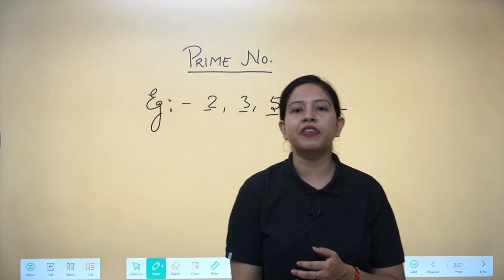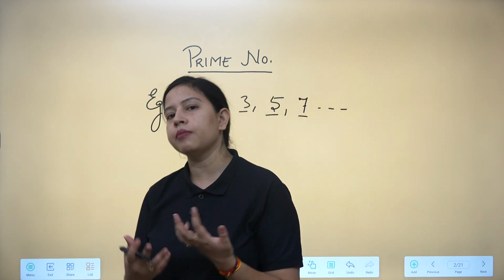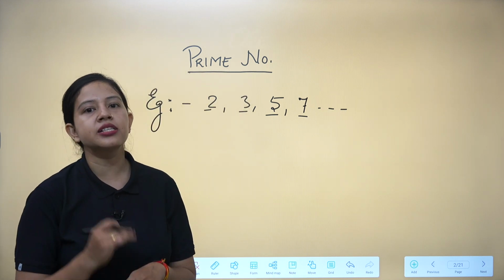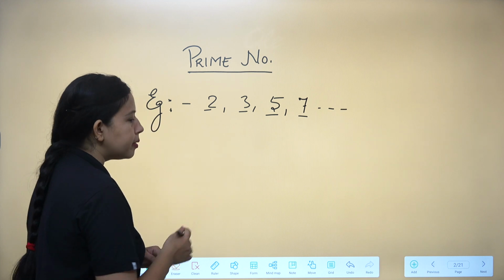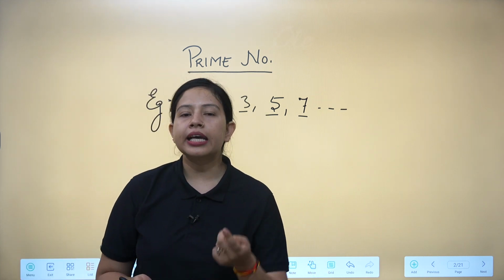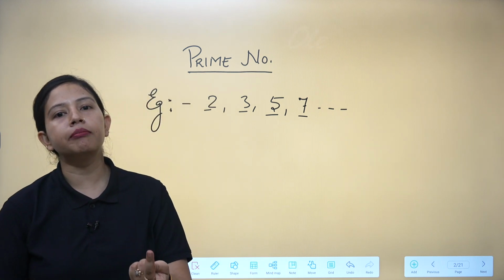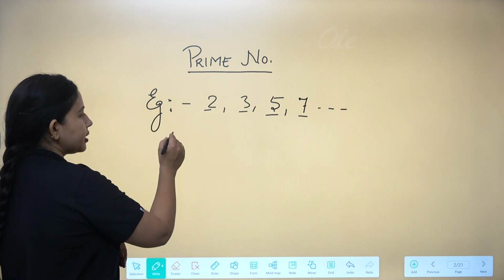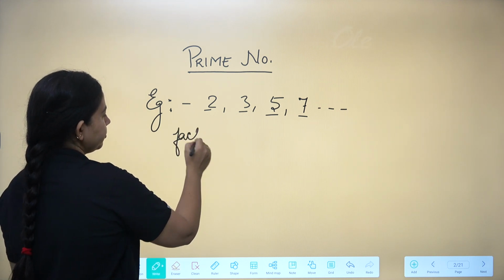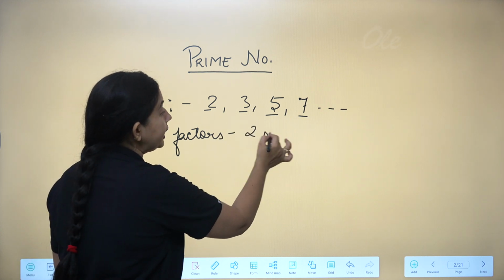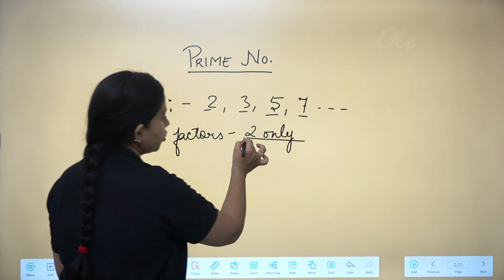But how are you going to define whether these are prime or not prime? Not prime numbers are treated as composite numbers. So always remember, a number having a maximum of 2 factors, including 1 and the number itself, is said to be a prime number. 2 factors is the major condition. How many factors does it have? 2 factors only. That is the important term here.